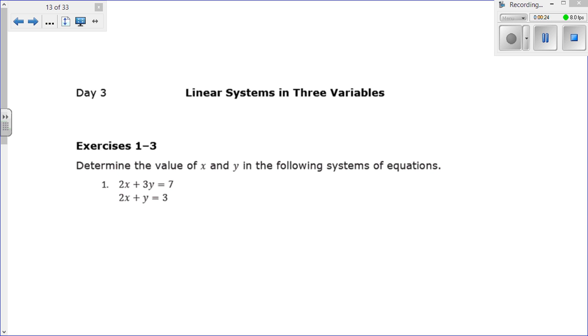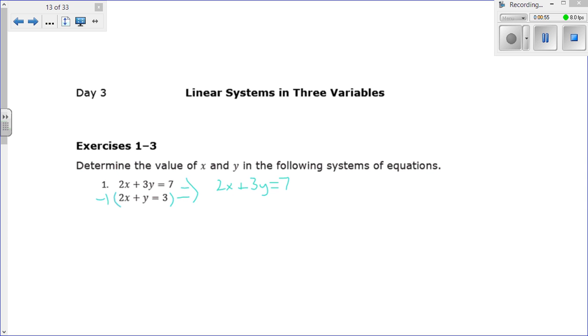I have here 2x plus 3y equals 7 over 2x plus y equals 3. My goal is to eliminate either x or y. I need to get one of them to cancel out. Right now, both of my x's are positive. So if I were to multiply one of my equations, it doesn't matter which one, by -1, I can eliminate my x's. So when I do that, I have 2x plus 3y equals 7.